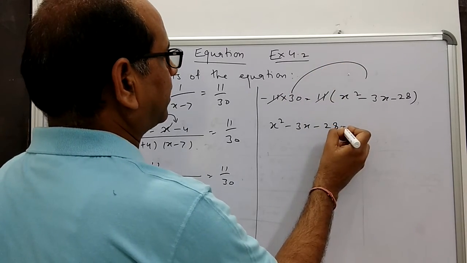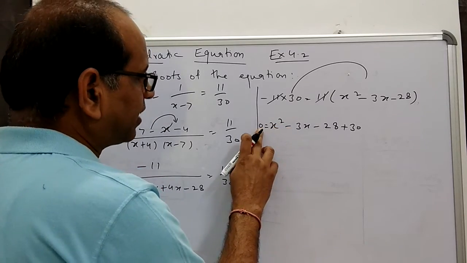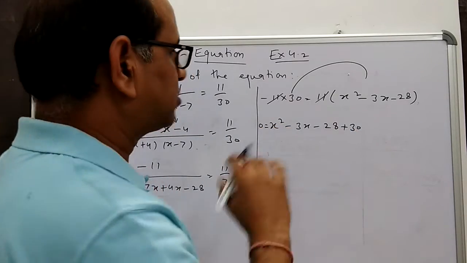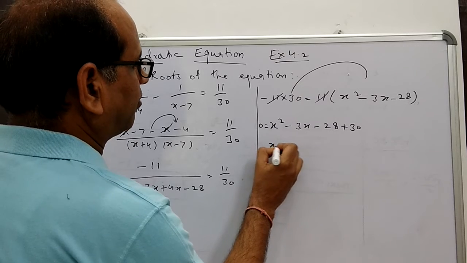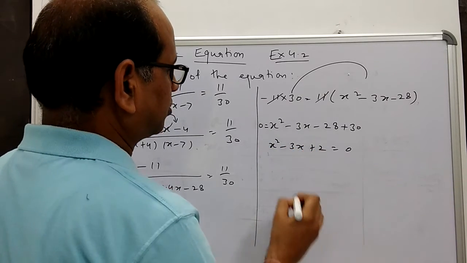Transfer this 30 that side. So it will be plus 30 and 0 will be here. Now we can write here also and you can write there also. You can change left to right, right to left. Now x square minus 3x plus 2 equals to 0.